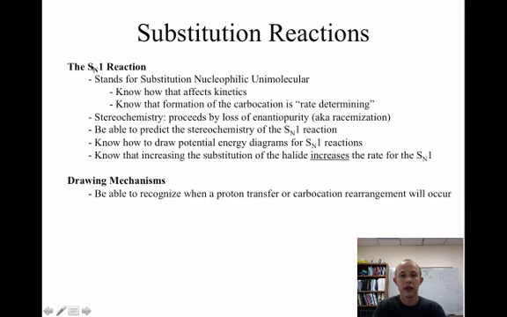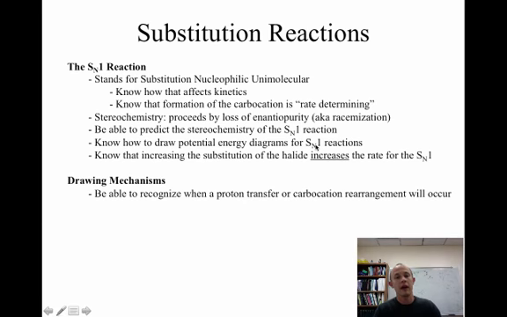So in summary, the SN1 reaction stands for substitution nucleophilic unimolecular. The kinetics is only dependent on the electrophile concentration because the formation of the carbocation is rate determining. The SN1 proceeds by loss of enantiopurity, meaning that we get a racemate. We get a one-to-one mixture of enantiomers. So be able to predict the stereochemistry for an SN1 reaction, meaning that you're going to get two products, the R and the S configuration. Be able to draw potential energy diagrams for SN1 reactions.